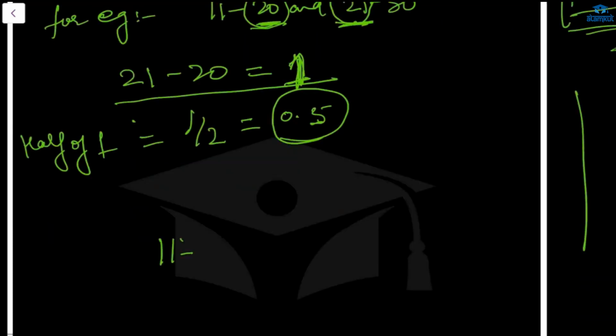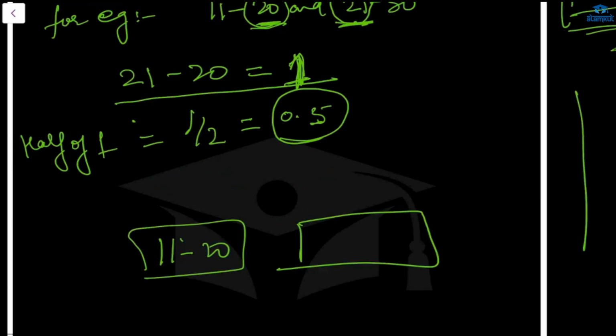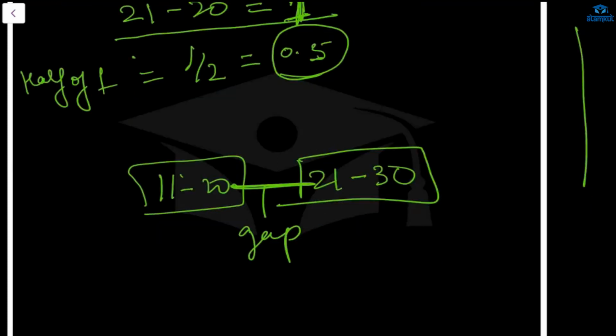This is 11 to 20, one range, and this is 21 to 30. Now we have to fill this gap and make it continuous. So first we have to find out what the gap is. How much gap have you got? It is a gap of 1 unit.